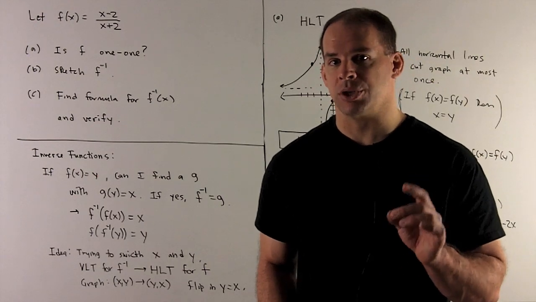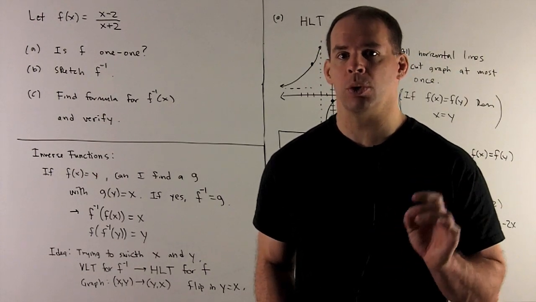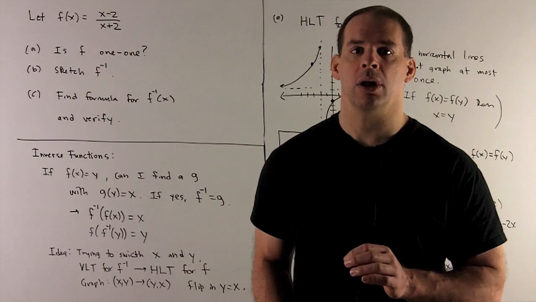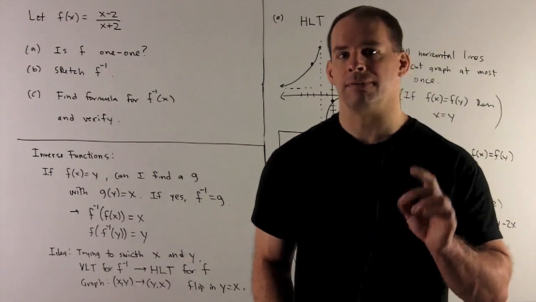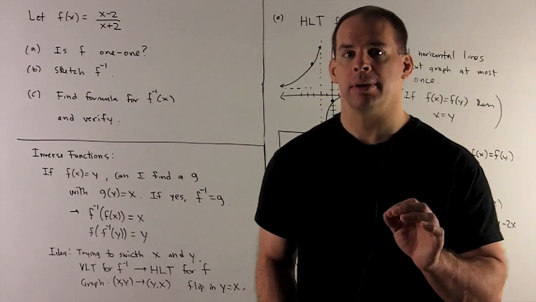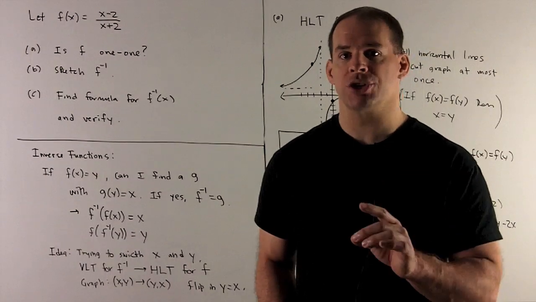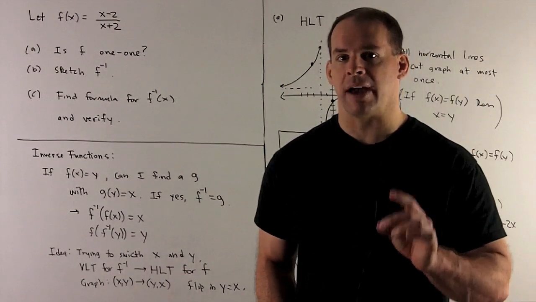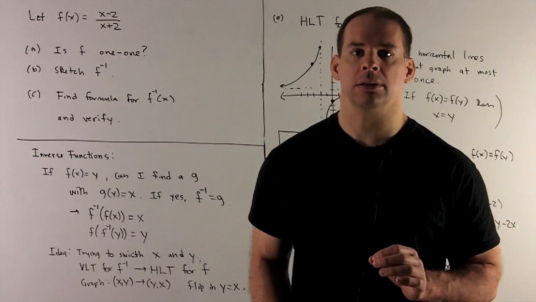Let f of x be equal to the rational function x minus 2 over x plus 2. We want to show three things. First, f is 1 to 1. Then we want to sketch f inverse. Then I want to find the formula for f inverse and verify.